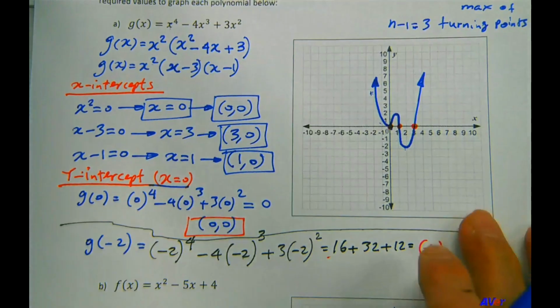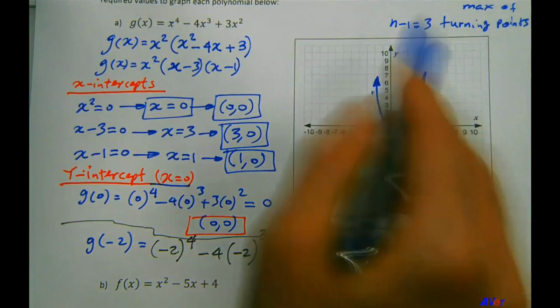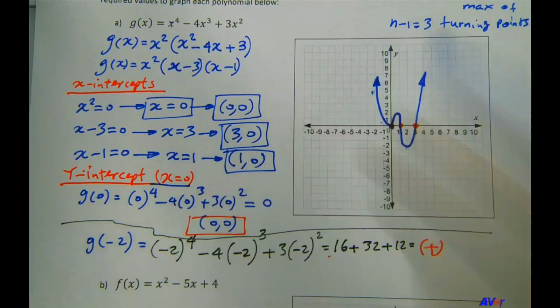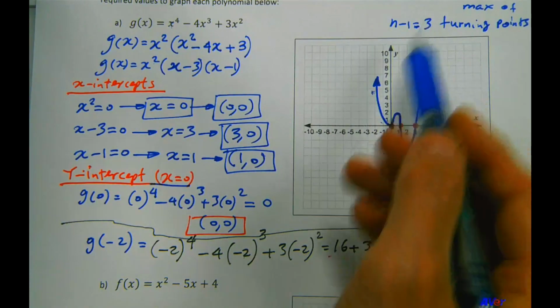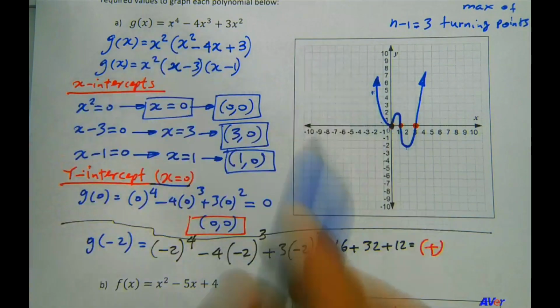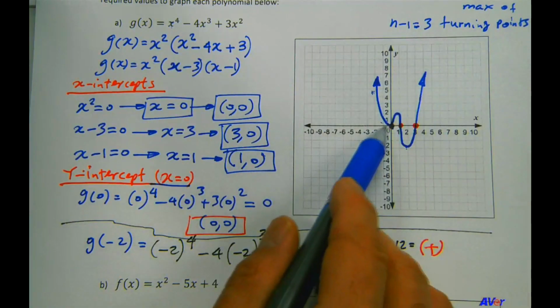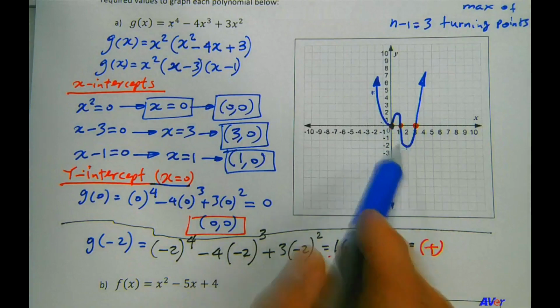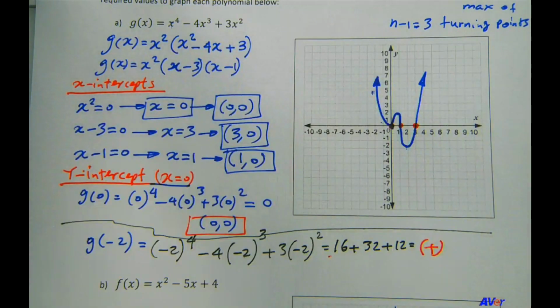But here, that's just a maximum. So we may or may not have that many. When you actually draw the graph, we may have just 2. Okay, so that's what that is saying. So we have a maximum of turning points, and we did find 3 turning points. So guess what? That means this polynomial has no more turning points.